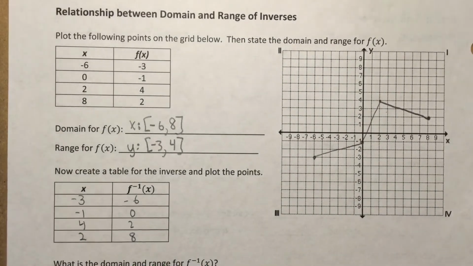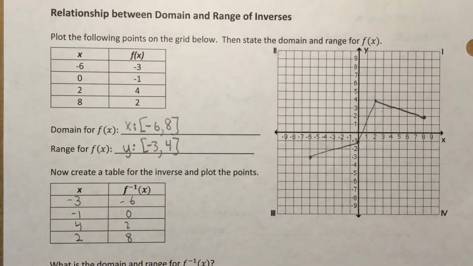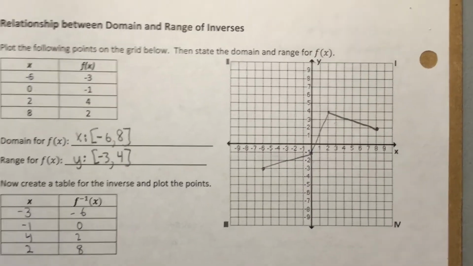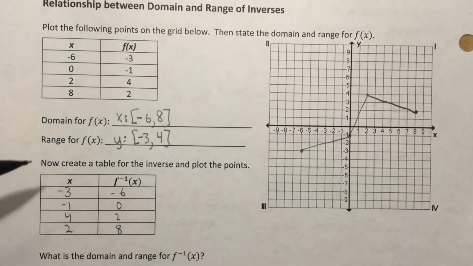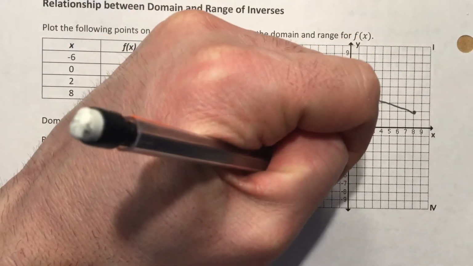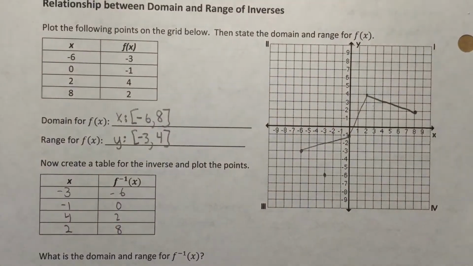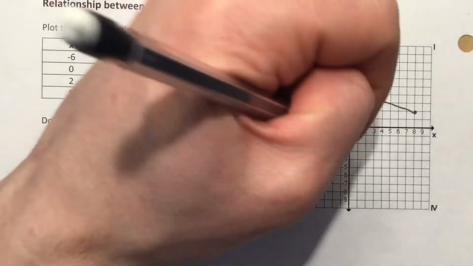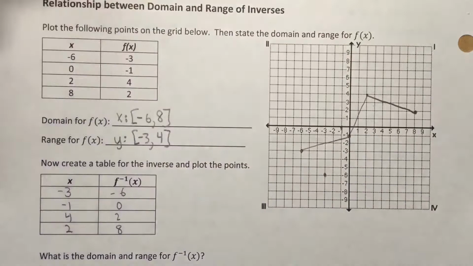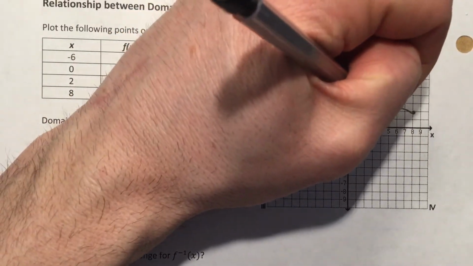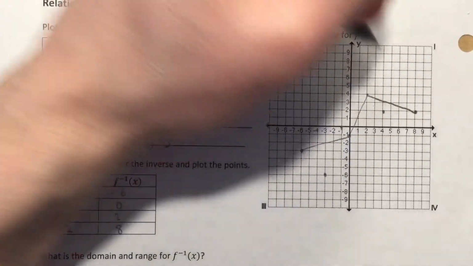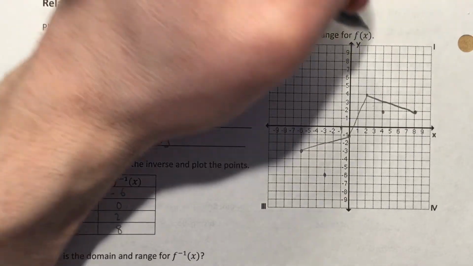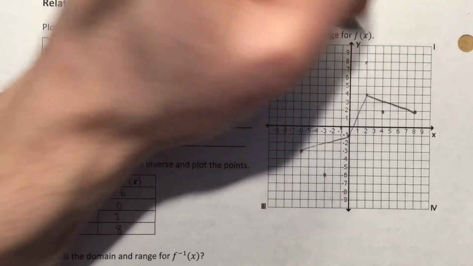And as we go ahead and graph these in, (-3, -6), (-1, 0), (4, 2), and (2, 8). Again, we're going to connect them in that order.